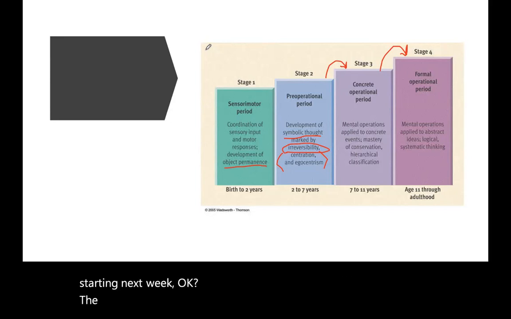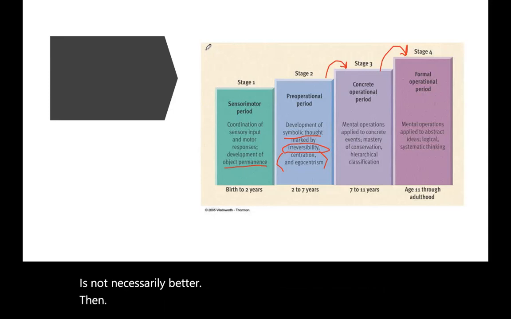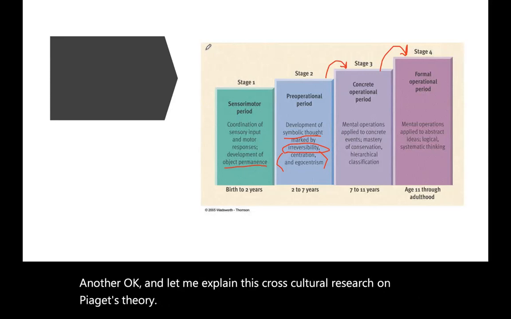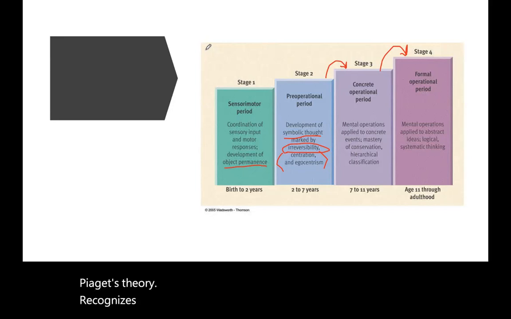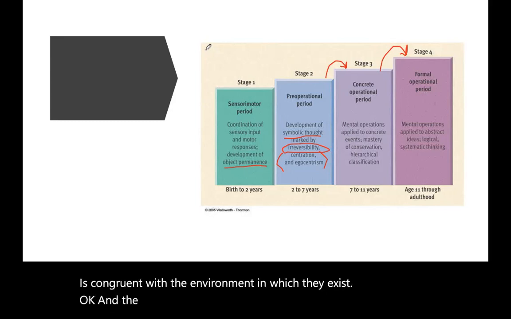The other thing that we need to recognize is that each of these stages is not necessarily better than another. Let me explain this. Cross-cultural research on Piaget's theory recognizes that the stage of development that a person is in is congruent with the environment in which they exist, and the demands of the environment.